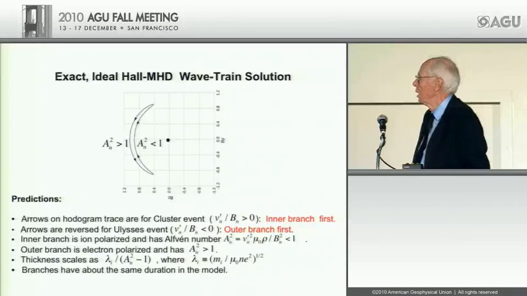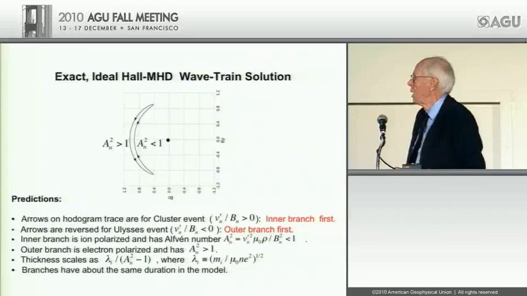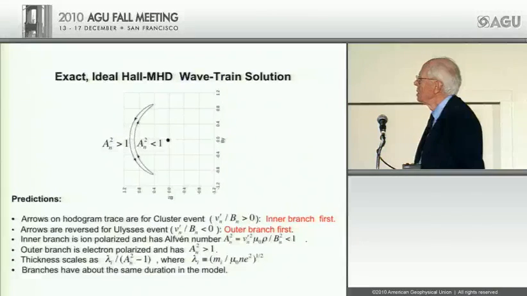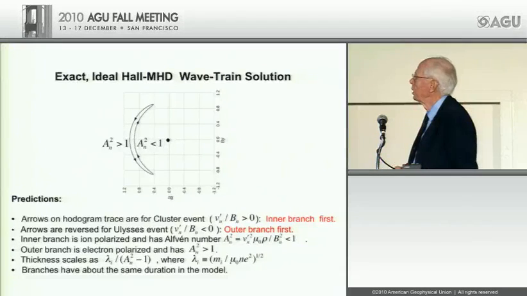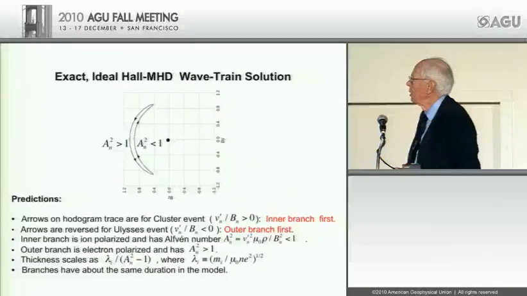The inner branch in the model is ion polarized and has Alfvén number slightly less than 1, and the outer branch is electron polarized and has Alfvén number slightly greater than 1, and right at the turning points here, the Alfvén number based on the normal components is exactly 1. Now that allows you to interpret what's going on.